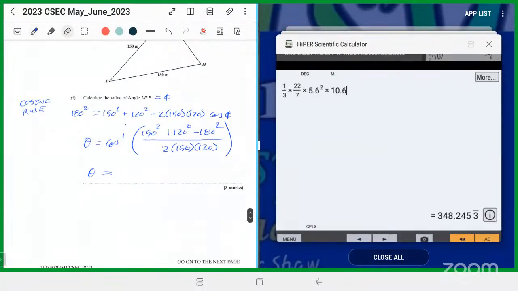Okay. I don't know how to find it. You don't have to follow.